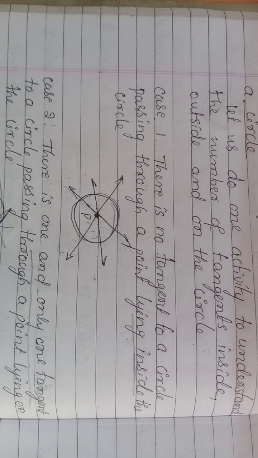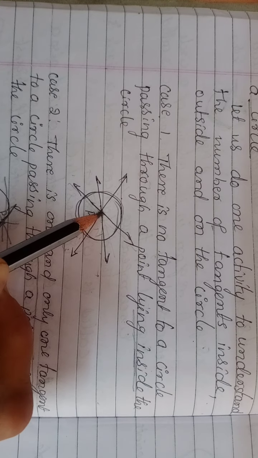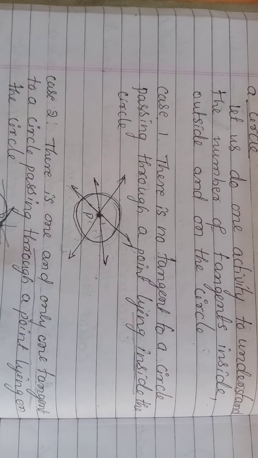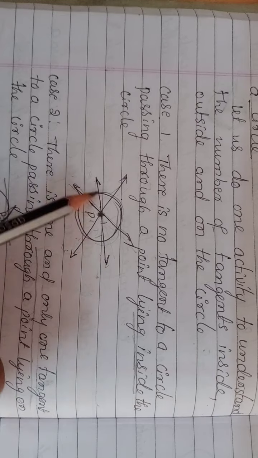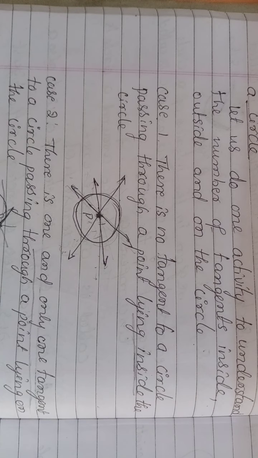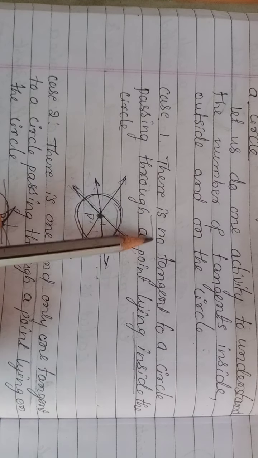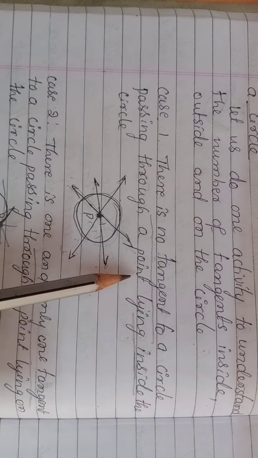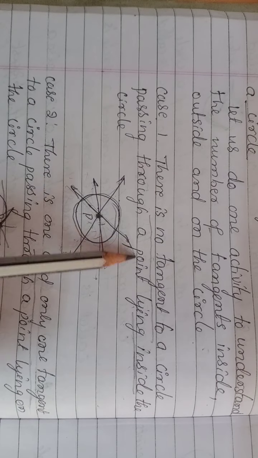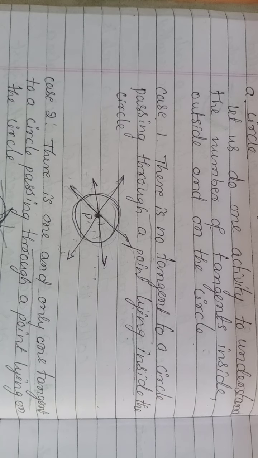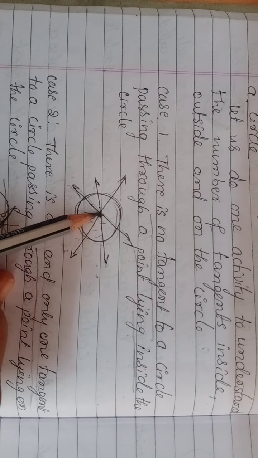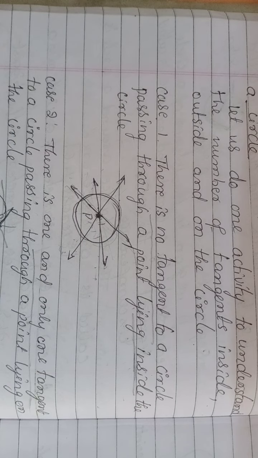The first case I am taking is inside. Let us consider a point P inside the circle. Draw the lines through this point. See, all these lines are becoming secants, isn't it? Are you able to draw a tangent here? No. So that means no tangent can be drawn through a point which is lying inside the circle. This is the first case, children. What is the meaning of this? We cannot draw a tangent through a point which is inside the circle.